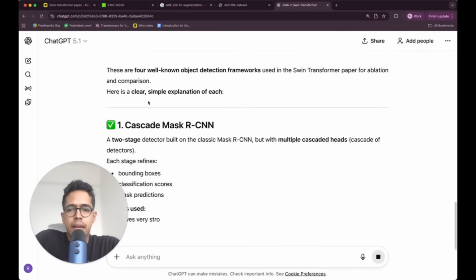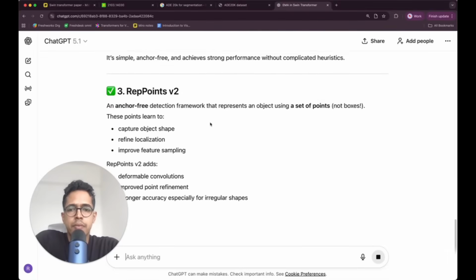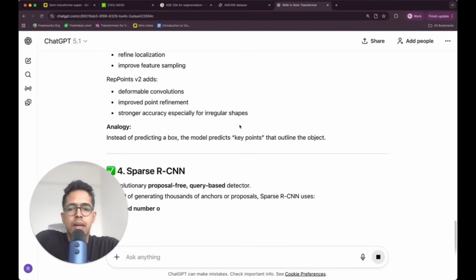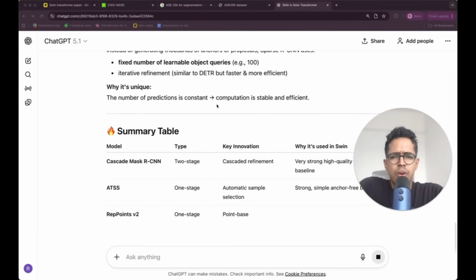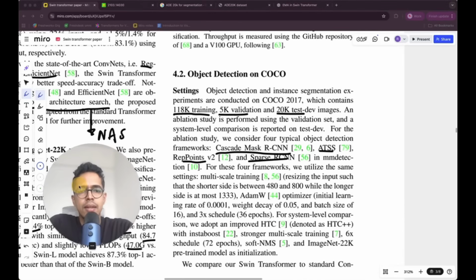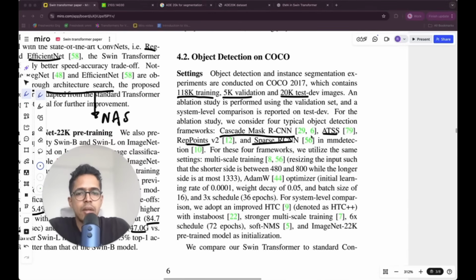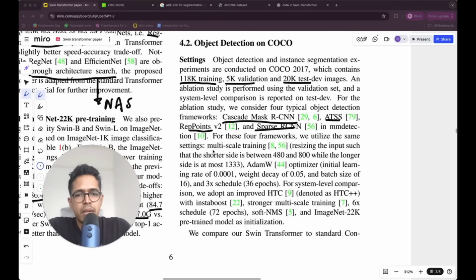Object detection frameworks: Cascade Mask RCNN, multiple cascaded heads, adaptive training sample selection, RepPoints V2, Sparse RCNN. I don't want to go into the details of this because it will derail us from the progress in the paper. Let's just understand that these are different frameworks for object detection. In these 4 frameworks, we utilize the same setting, multi-scale training, resizing the input such that the shorter side is between 480 and 800, while the longer side is at most 1333. AdamW optimizer, weight decay, so these things are fine. I just want to see the results.